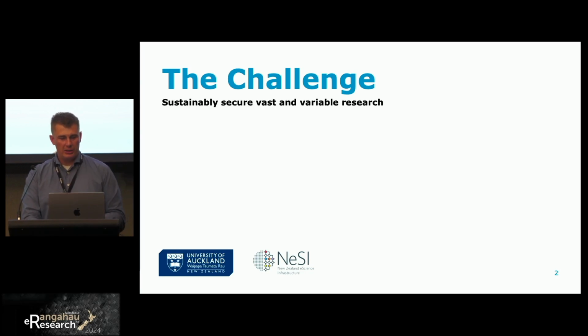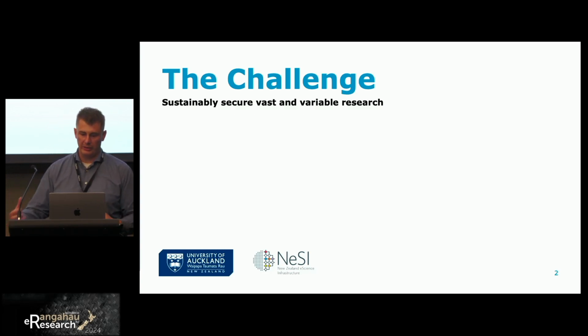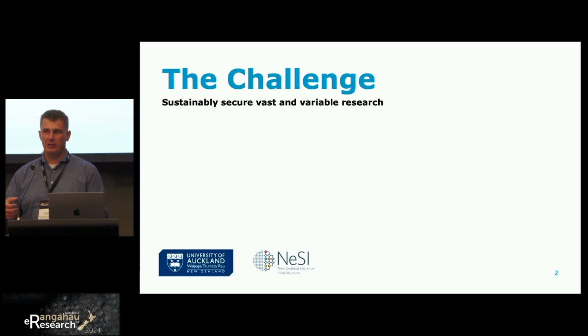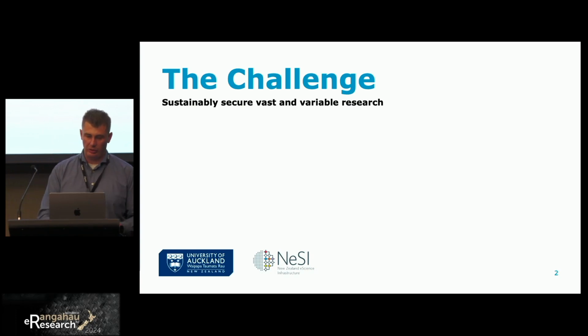So our challenge is to sustainably secure a vast and variable research ecosystem. Every researcher needs different things at different times and at different speeds to do what they're doing. And as more research involves compute, even as you get into the arts and the histories that weren't traditionally compute heavy, now they're using it. And how do you secure that?